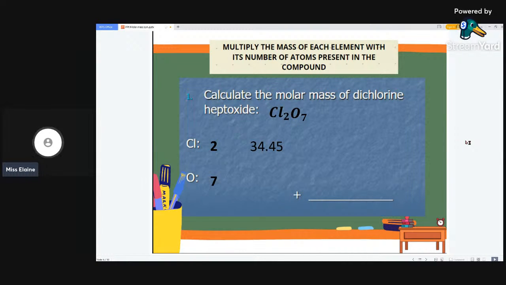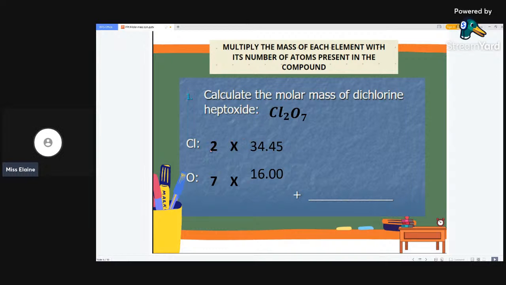So we need to find the atomic weight or the mass of these two elements. In our periodic table, chlorine is 35.45 and oxygen is 16, although what is written in our periodic table is 15.99. Since we need to use two decimal places, and the digit is greater than 5, we need to add 1. So because it is 15.99, it becomes 16.